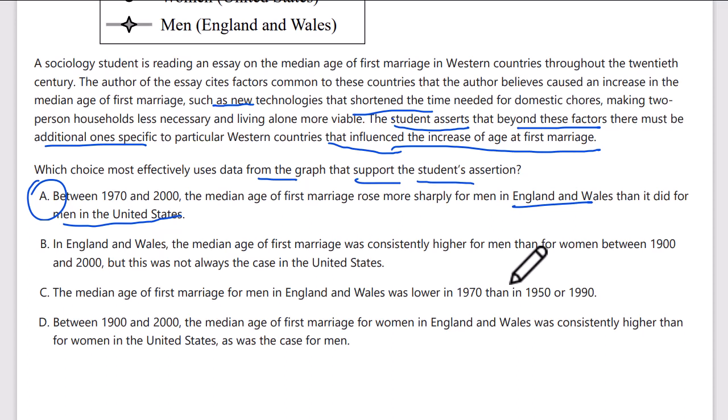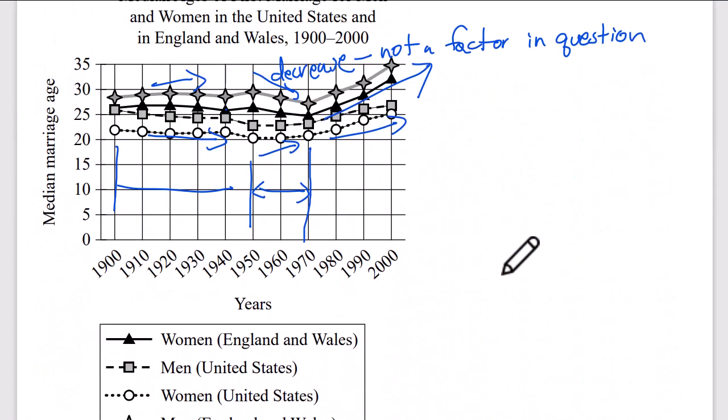In England and Wales, the median age of first marriage was consistently higher for men than for women between 1900 and 2000, but this is not always the case in the United States. Okay, so this is true, probably, that first part. I believe the men were above the women. Yes, the stars are above the black triangles.